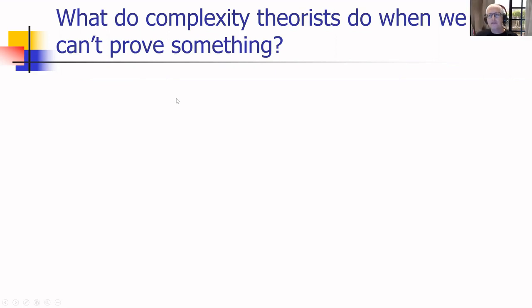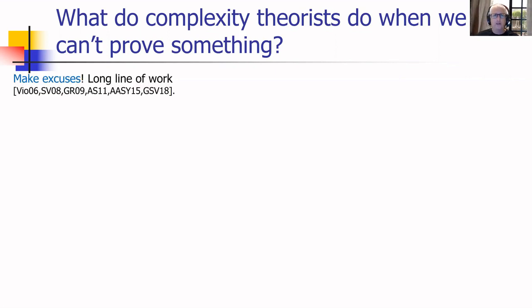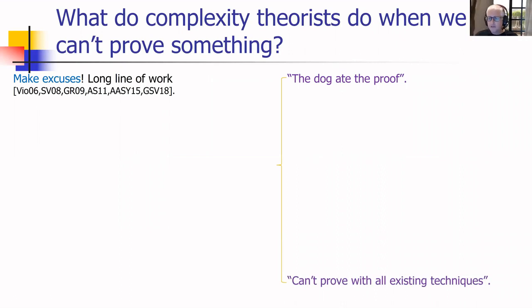So what do complexity theorists do when we can't prove something? Well, we make excuses. And in fact, there's a long line of work making excuses why we can't prove these two open problems, why we can't solve them. And obviously, when you talk about excuses, there's a hierarchy. So you can start with very weak excuses, like the dog ate my proof. But obviously, the kind of excuse that we want is that you can't solve these two open problems with all existing techniques. That's the gold standard, right, of excuses. So where are we?